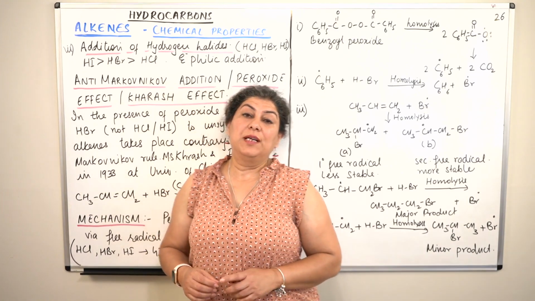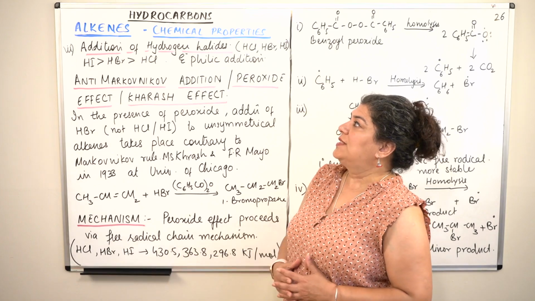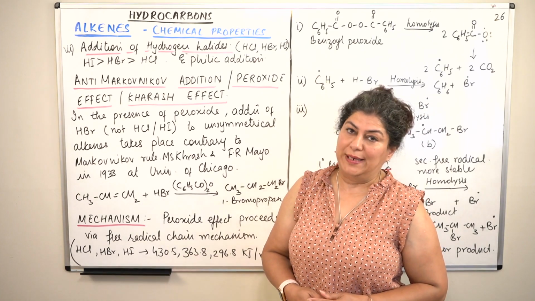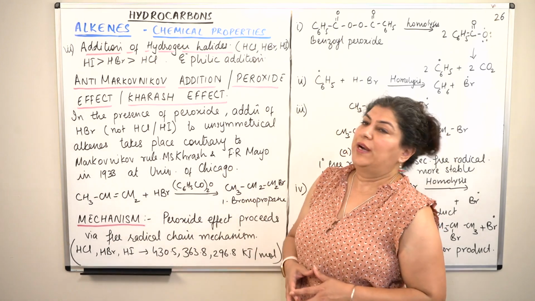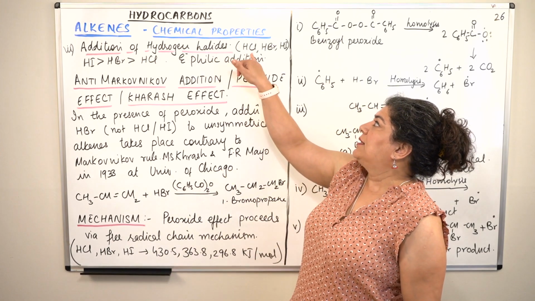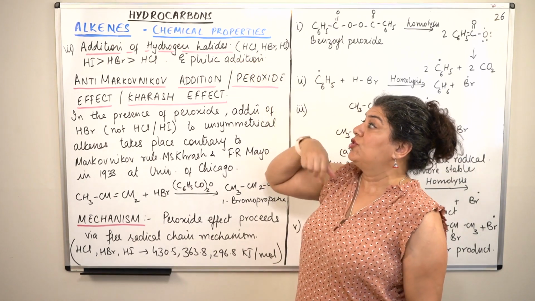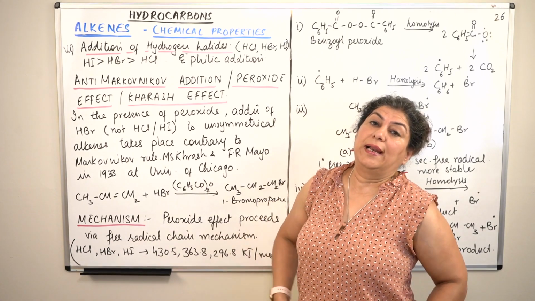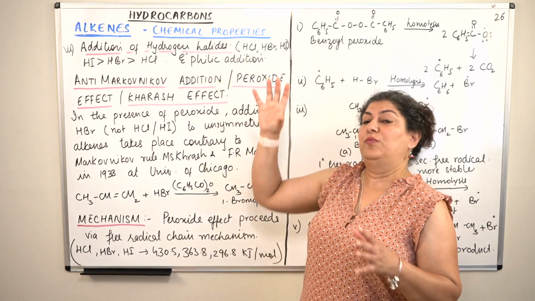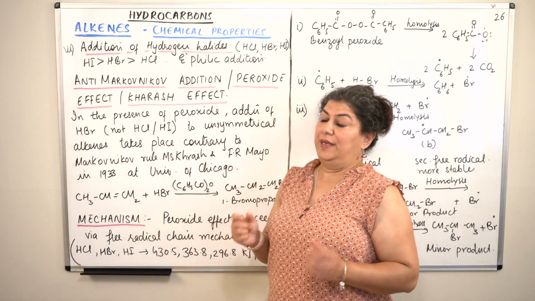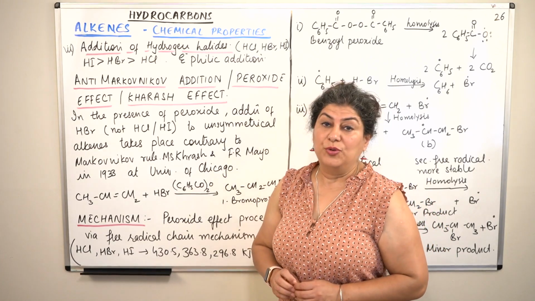We were doing the chemical properties of alkenes and we started the third property, which is the addition of hydrogen halides to alkenes. And in the previous video, I explained the addition of hydrogen halides, where I told you that hydrogen halides like hydrogen chloride, hydrogen bromide and hydrogen iodide are added to alkenes, and the addition is an electrophilic addition, and we did the mechanism also of the addition, and the addition takes place according to Markovnikov's rule.